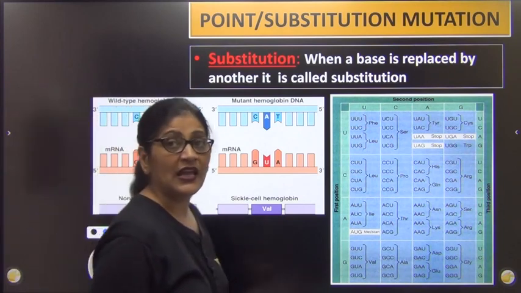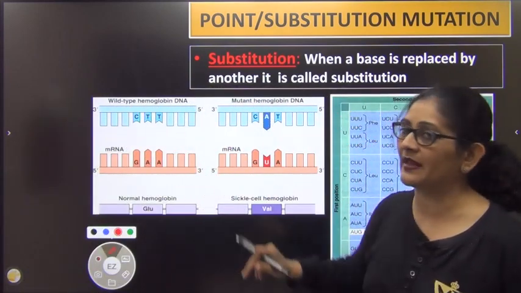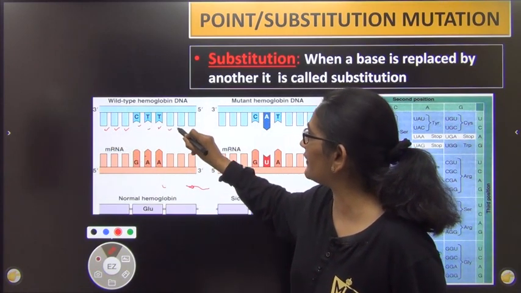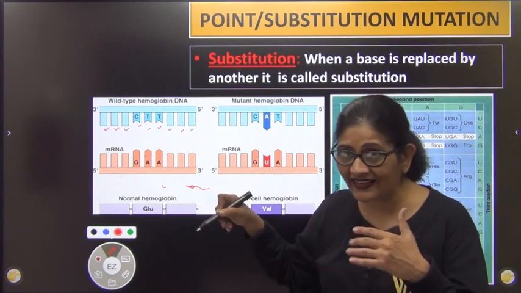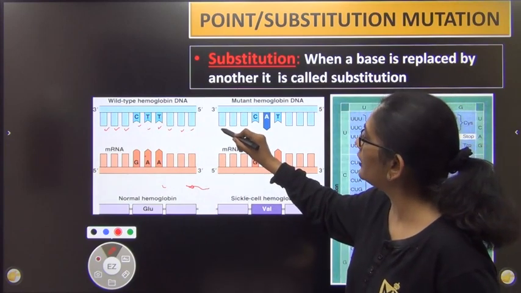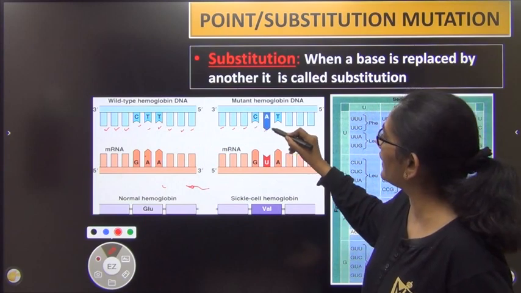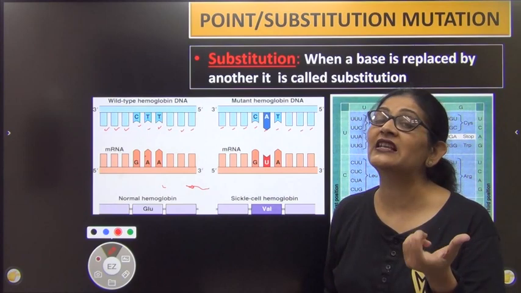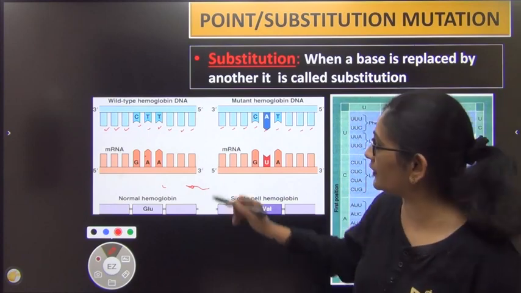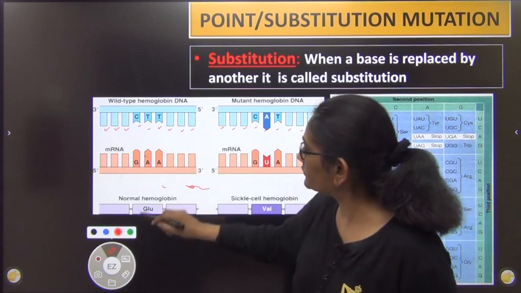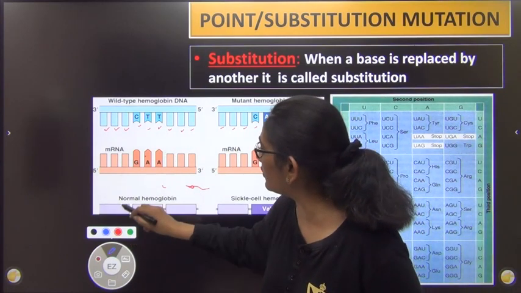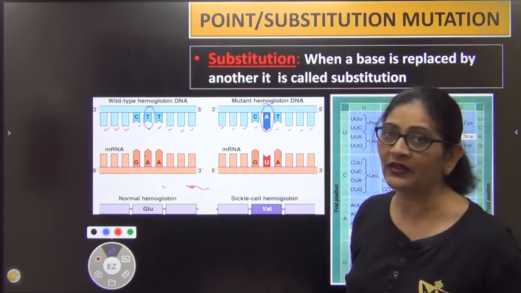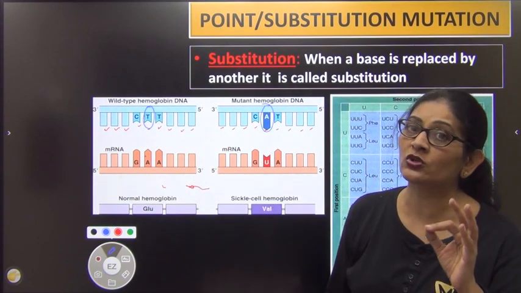Here what happens? Here the total number of nucleotides are the same. Say here 1, 2, 3, 4, 5, 6, 7, 8, 9. The mutated gene also has the same number of nucleotides, 1, 2, 3, 4, 5, 6, 7, 8, 9, except one of the nucleotides is actually substituted by another. You can see here in the original one, the nucleotide was T, right? It has now been substituted by A. This is called substitution or point mutation.